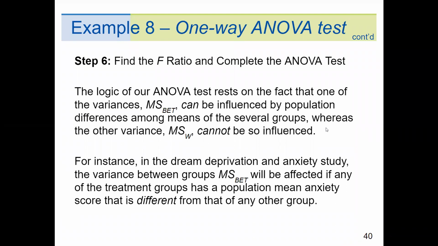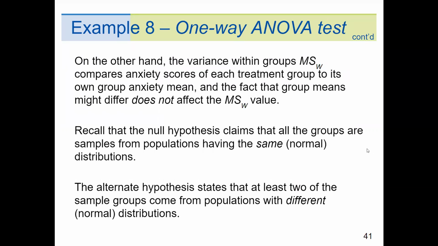The logic of our ANOVA test rests on the fact that one of the variances can be influenced by population differences among means of several groups, whereas the other variance cannot be so influenced. For instance, in the dream deprivation and anxiety study, the variance between groups will be affected if any of the treatment groups has a population mean anxiety score that is different from that of any other group. On the other hand, the variance within the groups compares anxiety scores of each treatment group to its own group anxiety mean, and the fact that the group means might differ does not affect the MSW value.